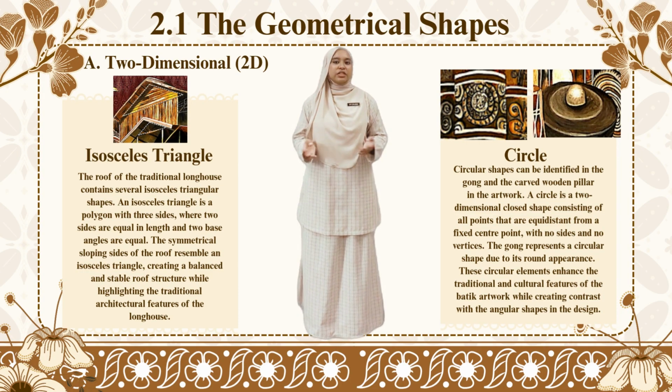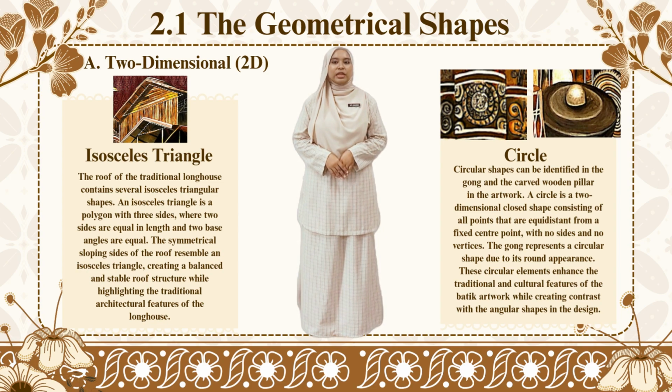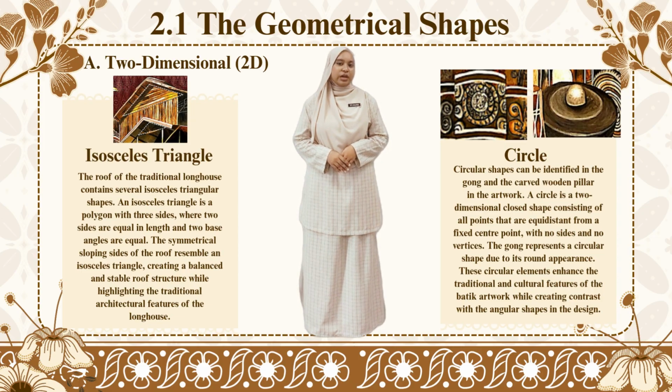The roof of the traditional longhouse contains several isosceles triangle shapes. An isosceles triangle is a polygon with three sides where two sides are equal in length and two base angles are equal. The shape of the roof resembles an isosceles triangle because both sloping sides are symmetrical. This geometrical shape helps create a balanced and stable roof structure. The use of the isosceles triangle also highlights the traditional architectural features of the longhouse.